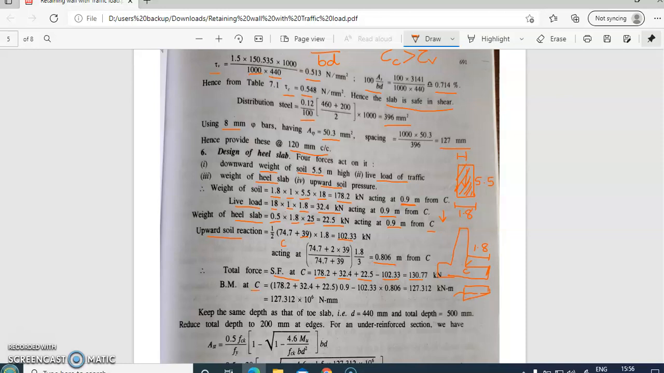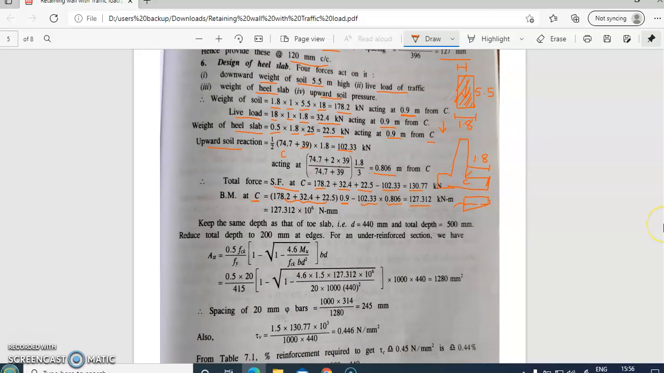Now if we want to find out the bending moment, it will be these three forces multiplied by the lever arm of 0.9 minus, this is the pressure intensity acting upwards, into its lever arm of 0.806. So this gives us a bending moment of 127.312 kilonewton meter.